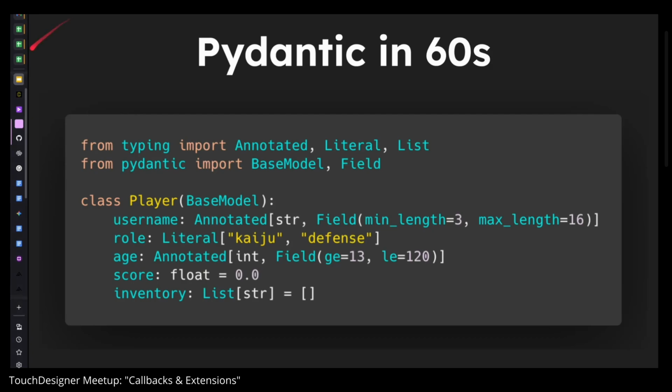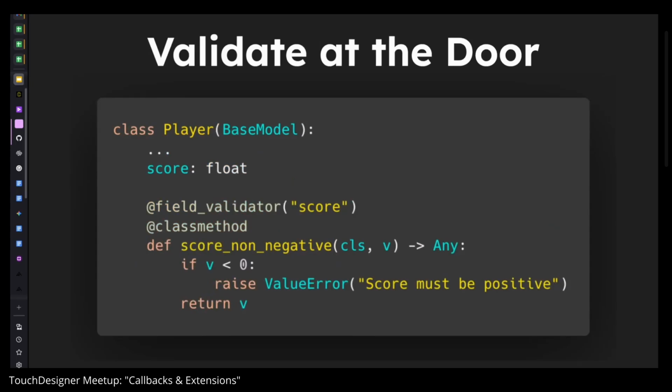I'm back. Hi, everyone. So yeah, we get this object here. We got this player thing. What does this do for us? Okay, it's going to validate at the door. So I'm going to give you an example of writing a field validator, is what it's called, for that score.